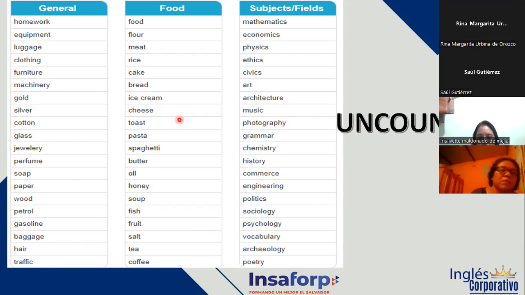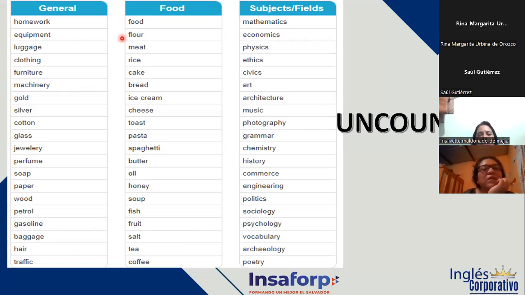Let me see, Reina Margarita, how do we pronounce this? Gold. Saul, how do we pronounce this? Jewelry. Jewelry, thank you very much. Jose Alberto, how do we pronounce this? Baggage. Sophia, how do we pronounce this? Machinery. Carla, how do you say this? Perfume. Okay, now let's go with part number two.